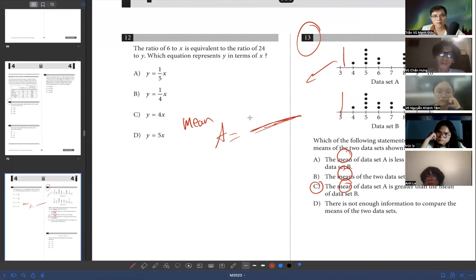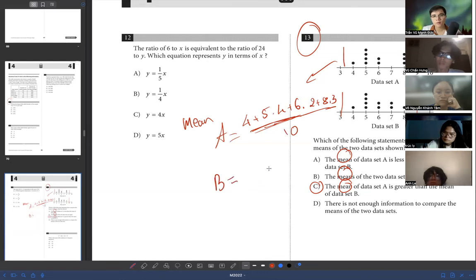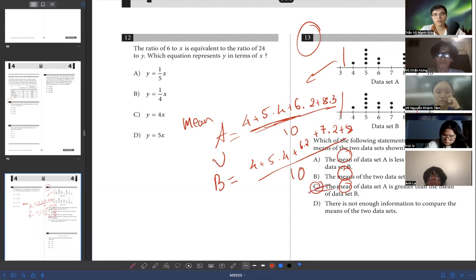The numbers: 4 plus 5 times 4 plus 6 times 2 plus 8 times 3, divided by 10. And B is the same: 4 plus 5 times 4 plus 6 times 2 plus 7 times 2 plus 8, divided by 10. Exactly. So you have A is bigger than B. That's correct. So it's C. Very good.